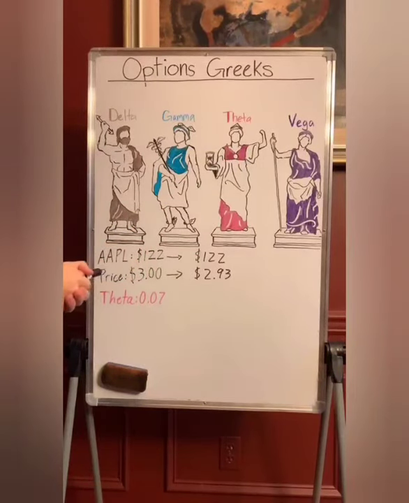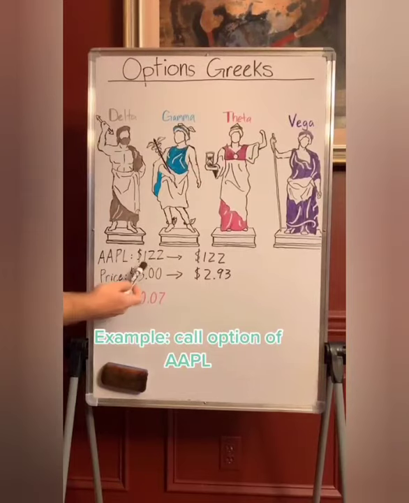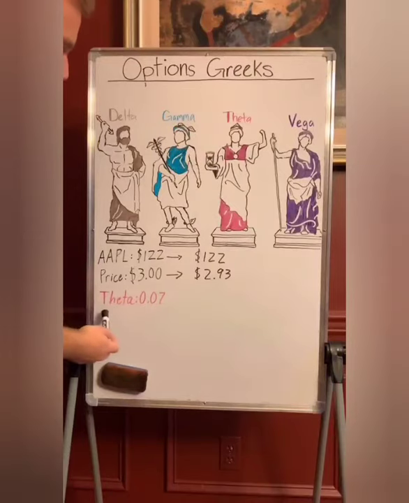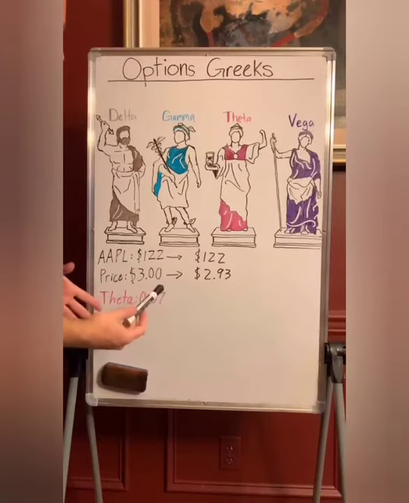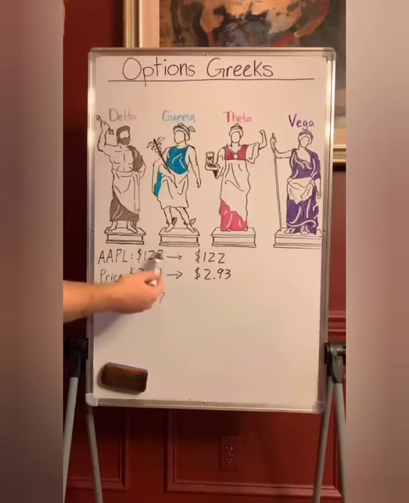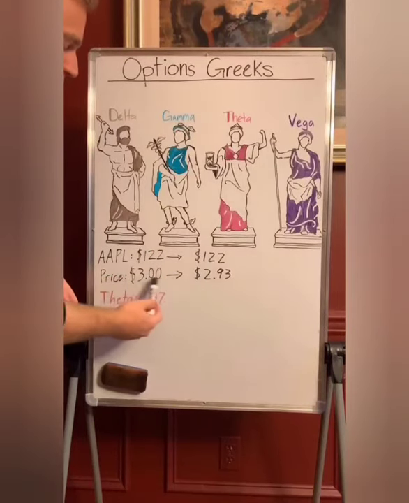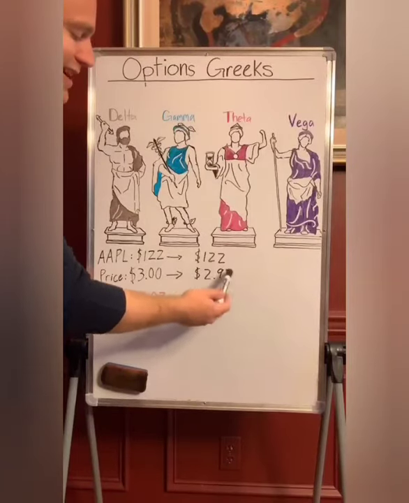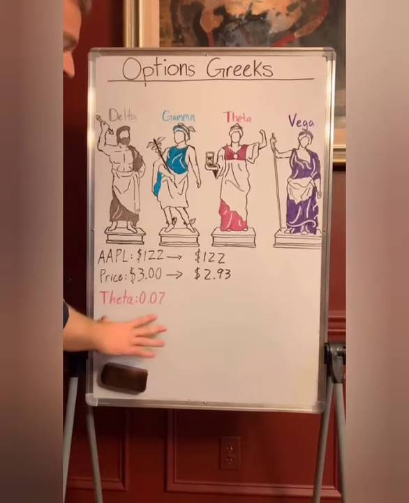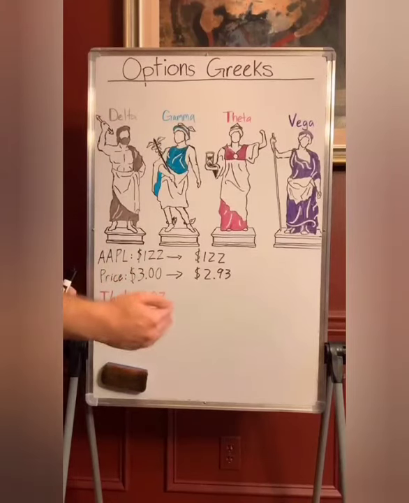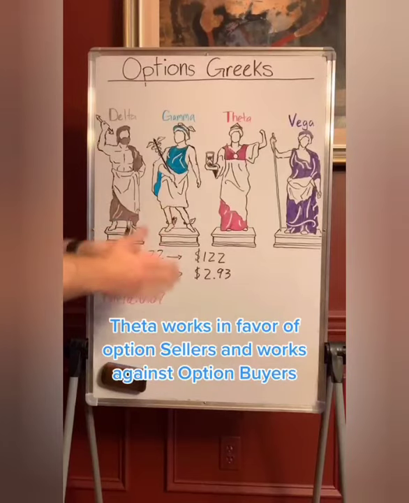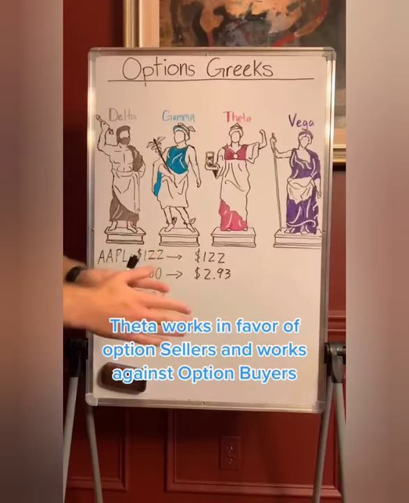So let's say that we're looking at a call option for Apple, which is currently priced at $122 per share. Let's say the price of the contract is $3, and let's say this contract has a theta of 0.07. That means that if the following day Apple stays at $122 per share, the price of the contract will still decrease by a value of theta, so going down to $2.93. Also note that theta is not a fixed number and will increase the closer you get to expiration, therefore eating away at your profits. So theta works in favor of option sellers and it works against option buyers.